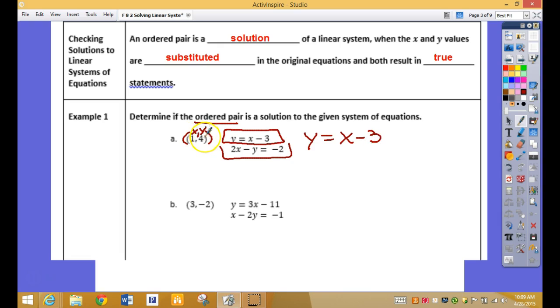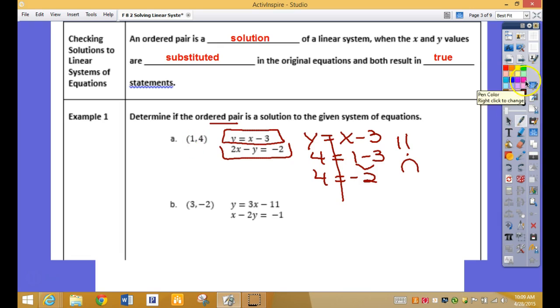Well, what is our y? Our y is 4 equals, x is 1. Does 4 equal, what is 1 minus 3? What's 1 minus 3? Negative 2. Does 4 equal a negative 2? No. That one does not work. All right? How about the other one?